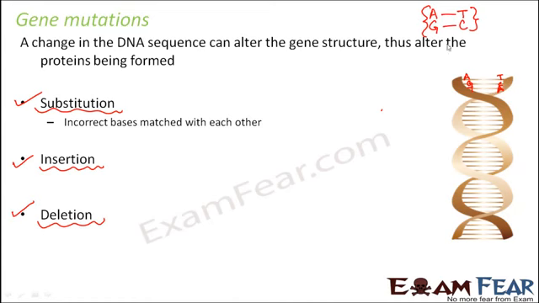Now let us suppose there is some mismatch in the matching. By mistake, let us suppose A got matched with G and G got matched with T. So this is a mismatch. This is known as substitution. That means the correct pair got replaced by an incorrect pair. If this kind of substitution happens, it will impact the protein synthesis and mutation will occur.